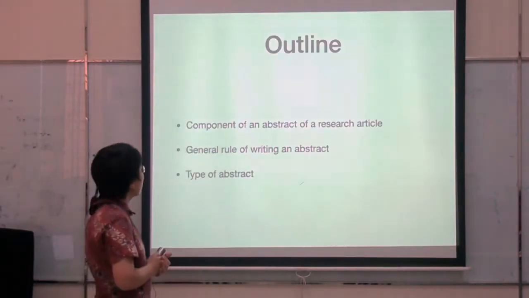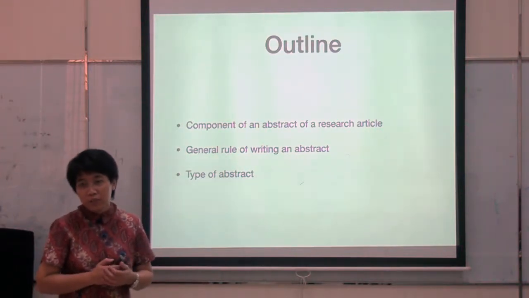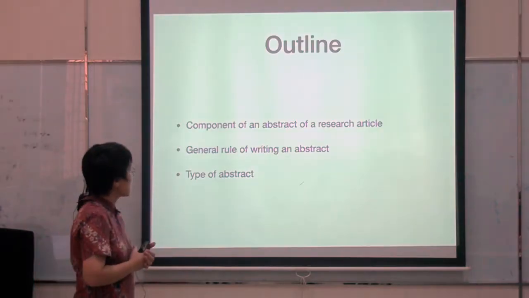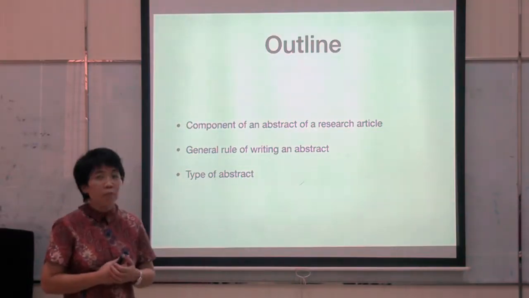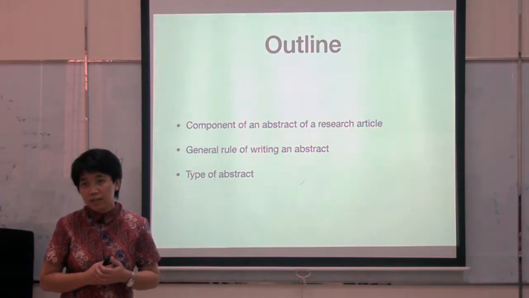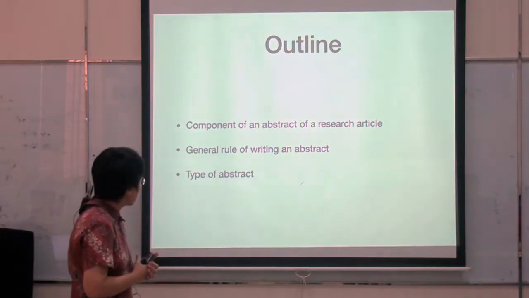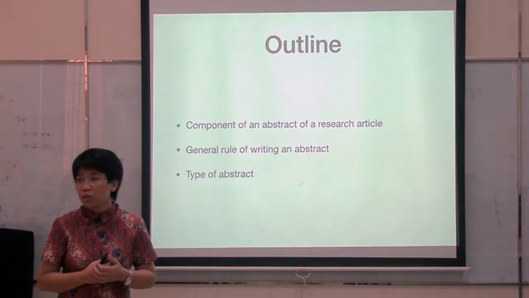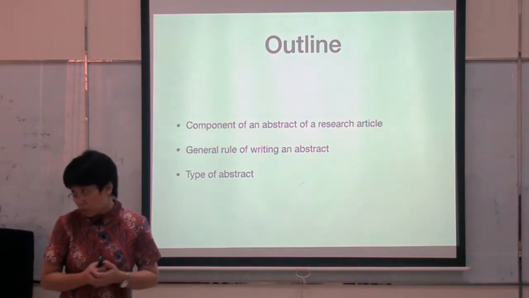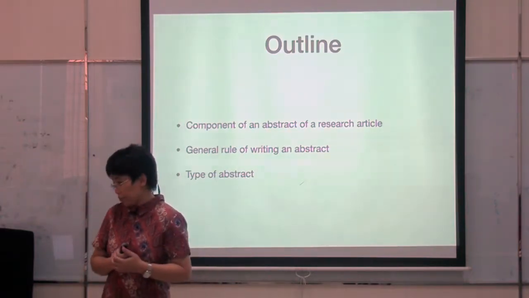These are the three aspects that we would like to talk about during this session on writing the abstract. First, the components of the abstract of a research article: what should be in the abstract? The second is the general rules in writing the abstract: what we should do and what we should not do. And the third aspect is the types of abstract.